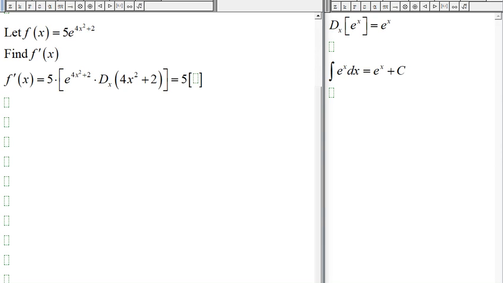And so we have 5, and then the e to the 4x squared plus 2, and then times the derivative of 4x squared plus 2. The derivative of 4x squared is 4 times 2x, which is 8x, and the derivative of 2 is just 0, so we get 8x. And so the answer would be 5 times 8x, which is 40x, and then times this expression here. And that's the answer.